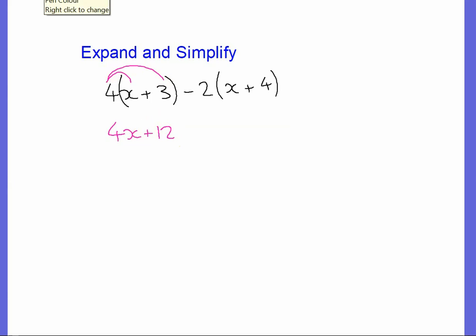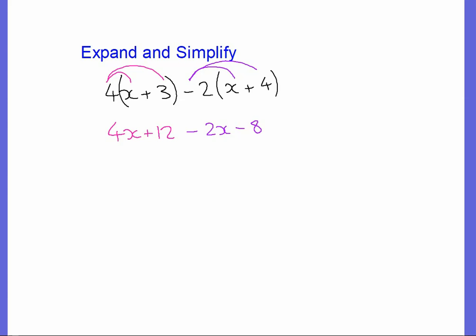Now we've got minus 2 times an x. Well, that's minus 2x because the signs are different. I get a negative answer. And 2 times x, we just put them together. Minus 2 times 4, again, the signs are different, so we have a minus. And 2 4s are 8.